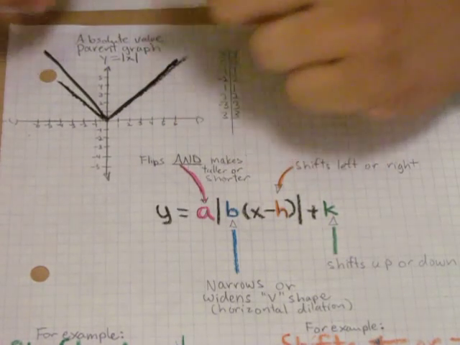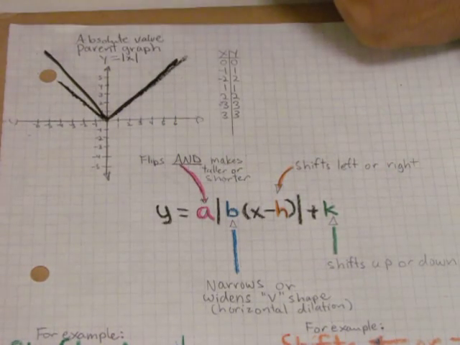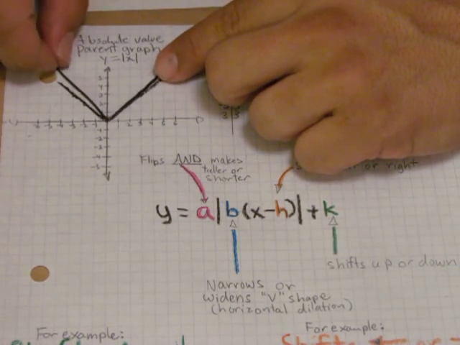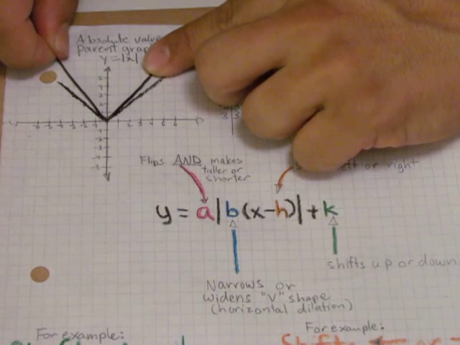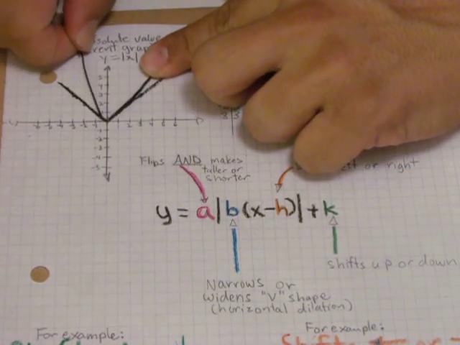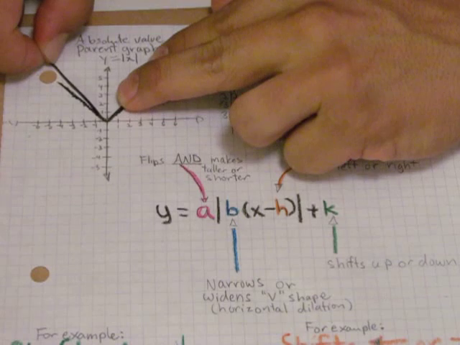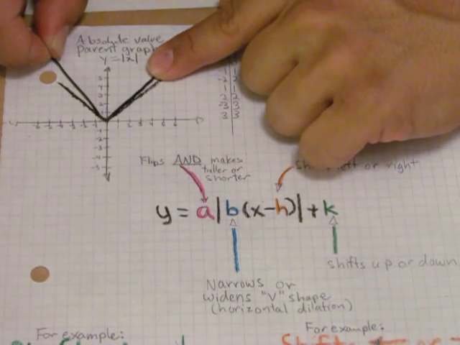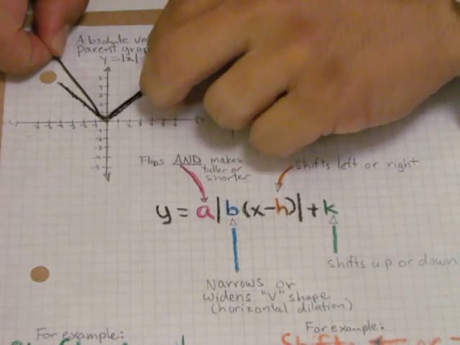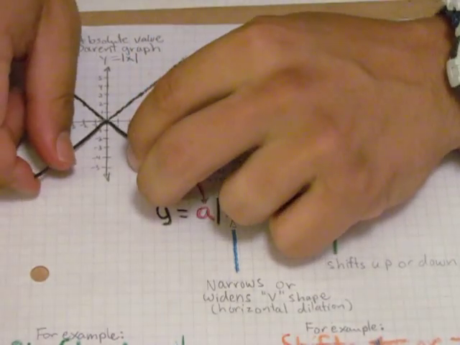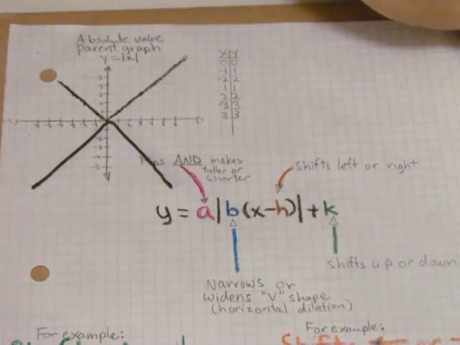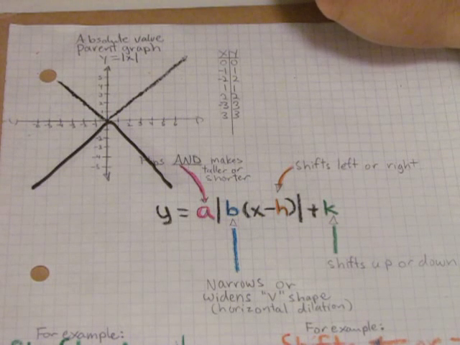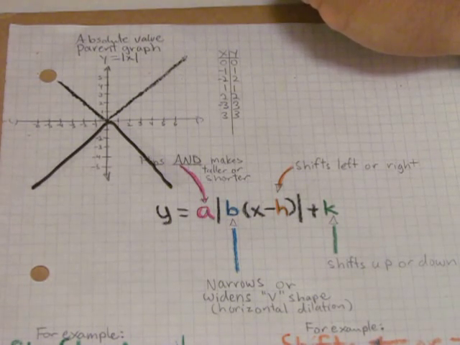Okay? The last one we have here is a. And what a does is it actually does the same thing as b. It makes it narrower or wider again. The only thing about the a is that it's outside the absolute value signs. So therefore, if a is a negative number, a does this. It flips your absolute value over the x-axis. Now, let's look at all of these separately so we get a better idea.